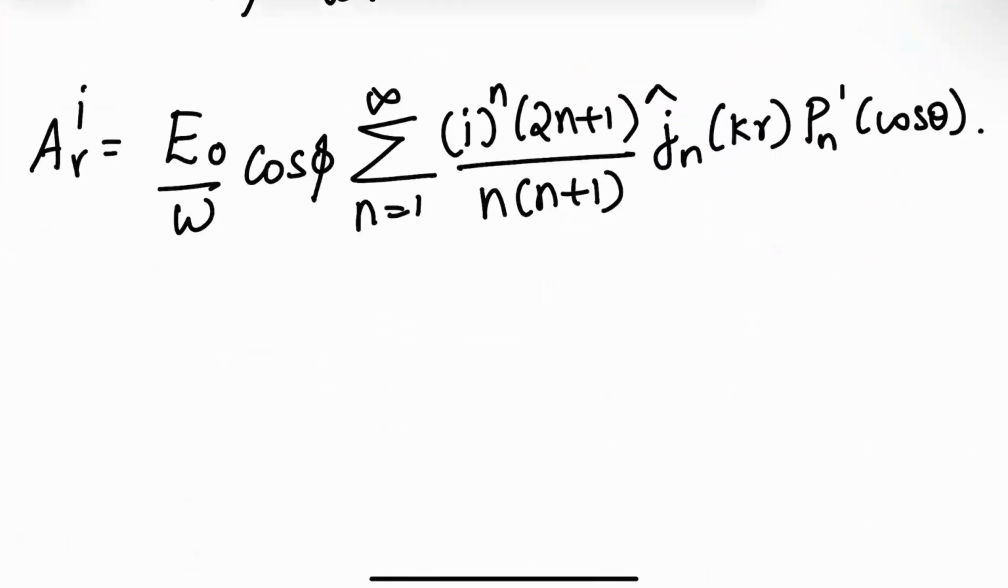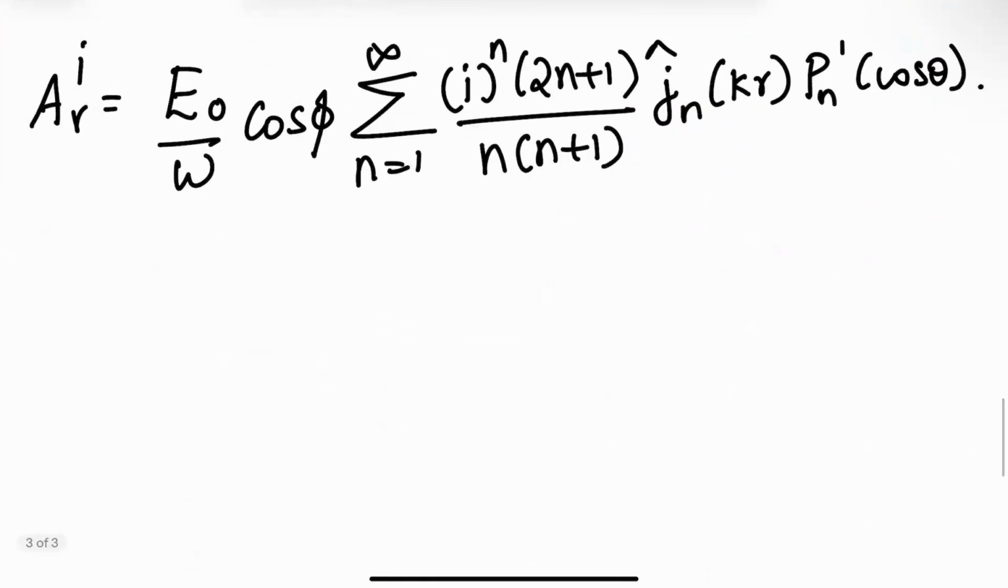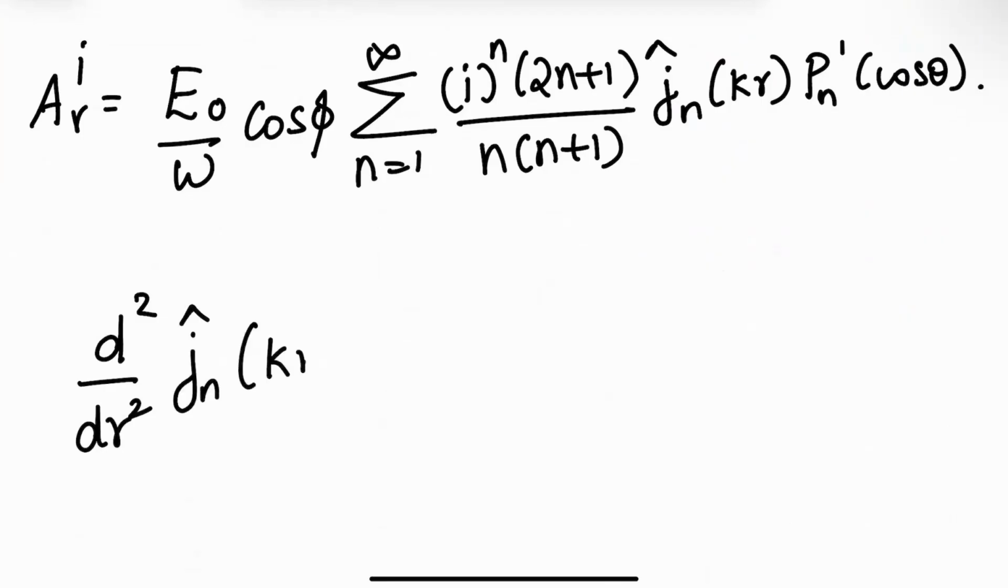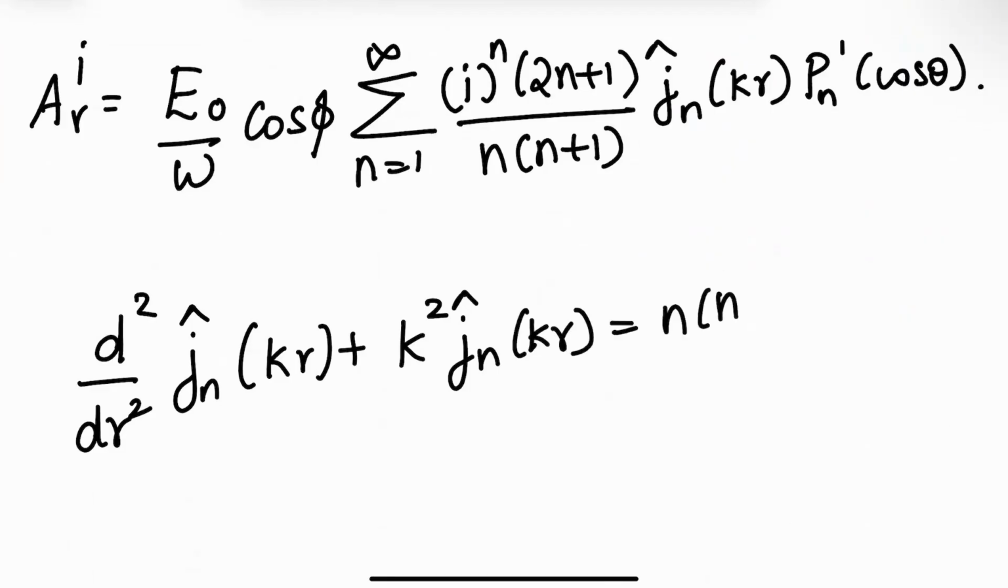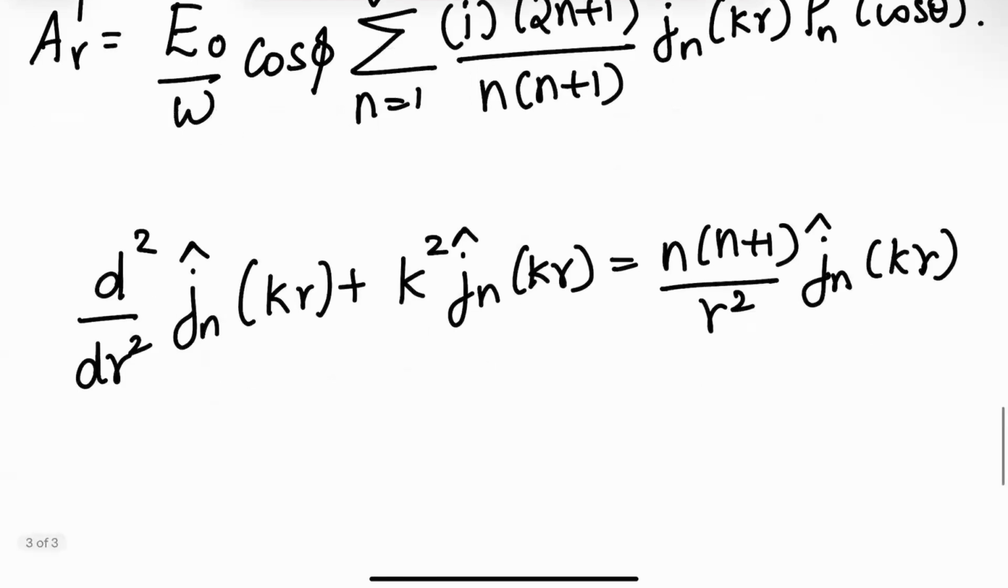Since I said that we look at properties of the Bessel functions wherever required, right? So one of the properties is d square over dr square plus k square, jn hat kr, is equal to n times n plus 1 over r square, jn hat kr. So this is a property that you can derive for Bessel functions. This is Schelkunoff Bessel functions, right?